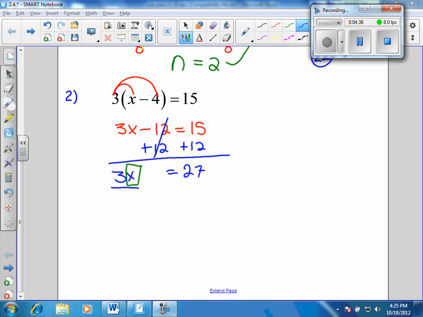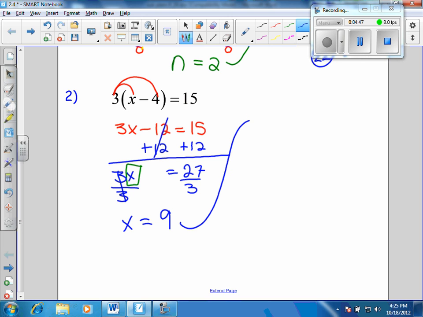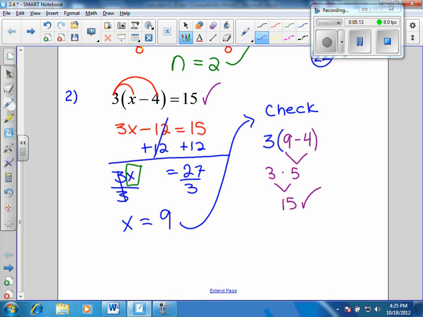So we're going to isolate x, and we're going to do that by dividing both sides by 3. So x is equal to 9. To check this problem, we're going to plug in 9 for x. So we have 9 take away 4. And we want to work parentheses first now. So now we have 3 times 5. That's 15. And that's the same as the beginning. So we know it works.